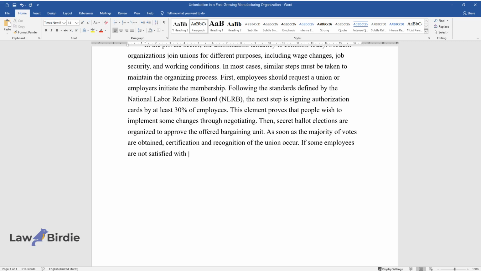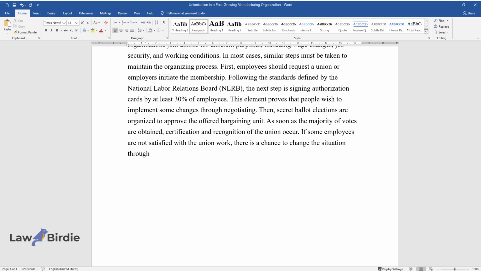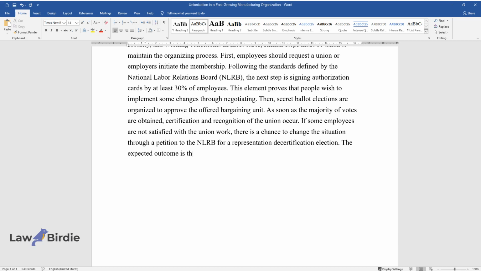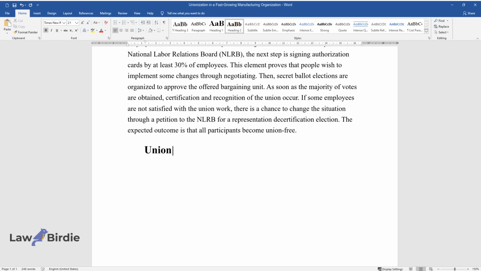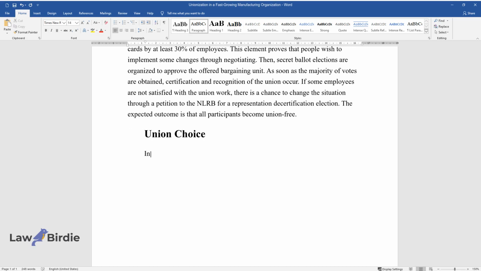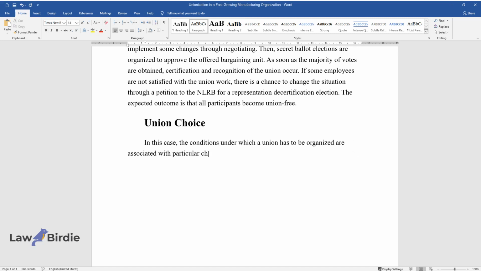If some employees are not satisfied with the union work, there is a chance to change the situation through a petition to the NLRB for a representation decertification election. The expected outcome is that all participants become union-free. Union choice. In this case, the conditions under which a union has to be organized are associated with particular challenges.